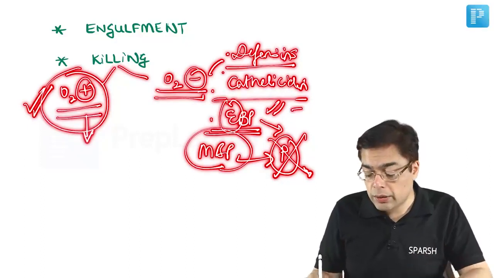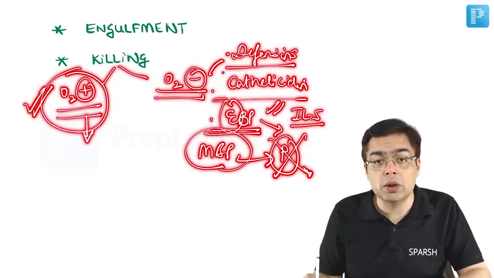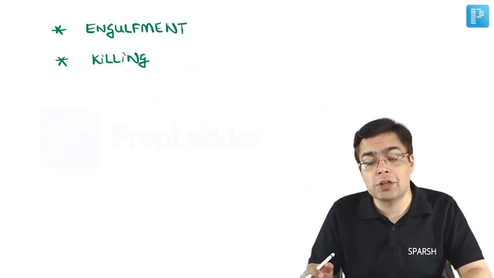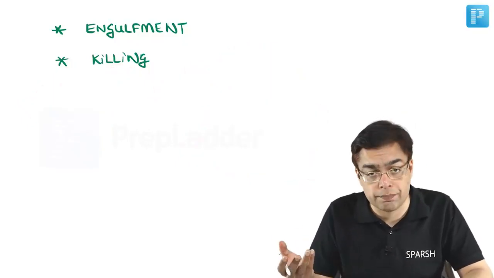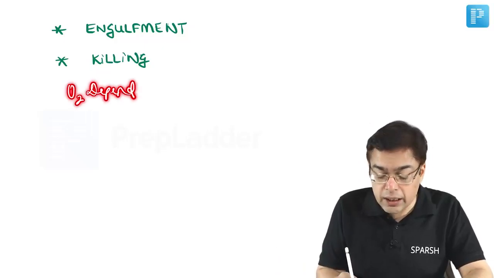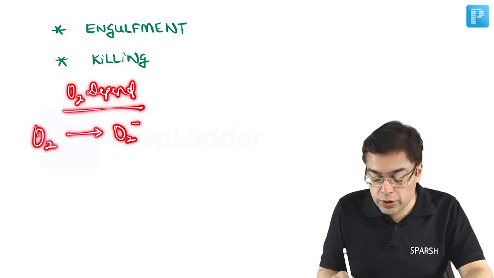We'll talk about that again, but as of now, remember, it's the role of interleukin 5 and to a smaller extent interleukin 4 which attracts the eosinophil at the site of a parasitic infection or at the site of an allergic infection. Having said that, talking about the role of oxygen dependent mechanism, we understand the fact that oxygen is going to get converted into superoxide anion.